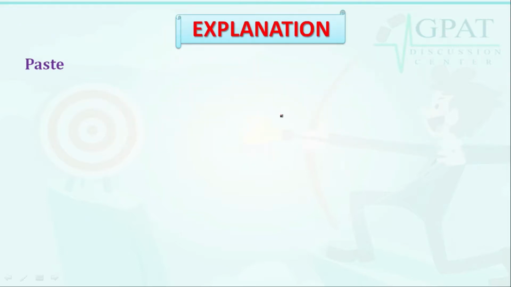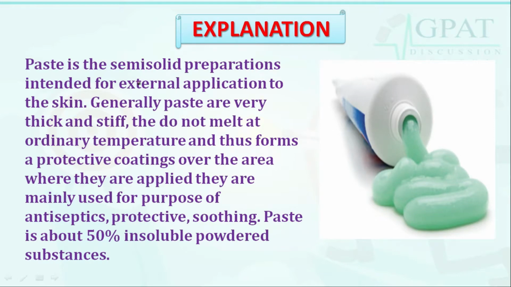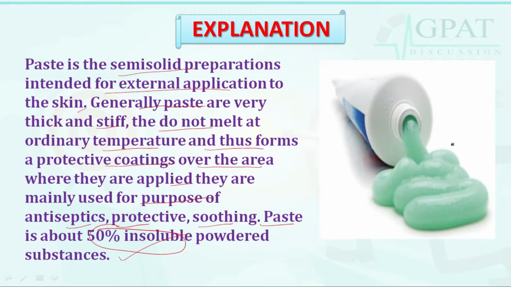Here we have the explanation on this: paste is a semi-solid preparation intended for external application to the skin. Generally, pastes are very thick and stiff. They do not melt at ordinary temperature and thus form a protective coating over the area where they are applied. They are mainly used for antiseptic, protective, and soothing purposes, and paste is about 50% of insoluble powdered substance, which is the correct answer. Here we have the paste diagram.